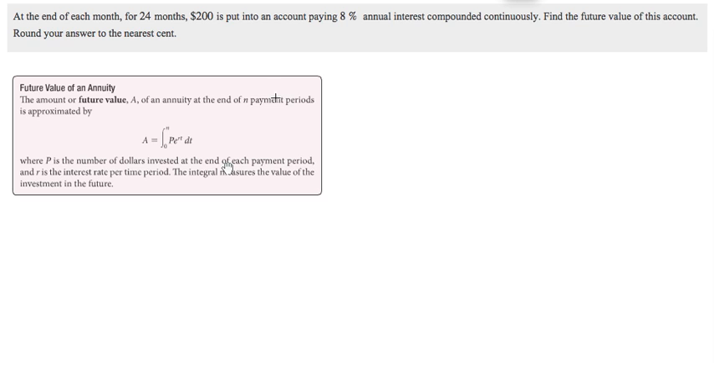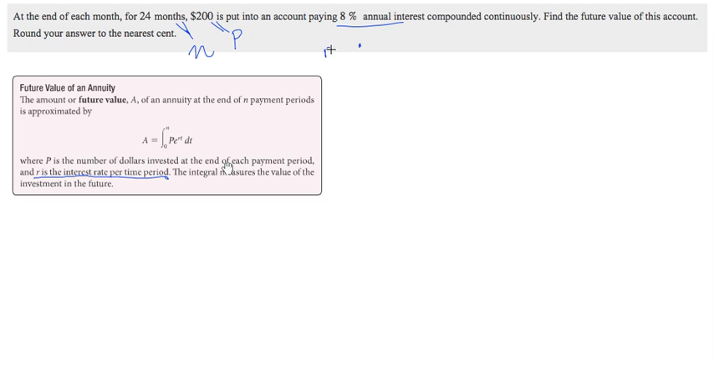So N is the number of payment periods. So in this case, 24 is N. 200 is the amount put into the account each time, so that's P. Now the interest rate, it says R is the interest rate per time period. So if the interest rate is 8% annually, but we're depositing money each month, then we need to divide by 12 to get the monthly interest rate.